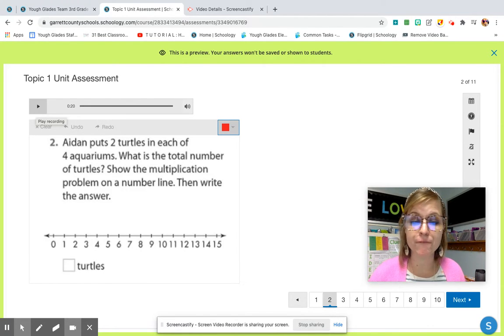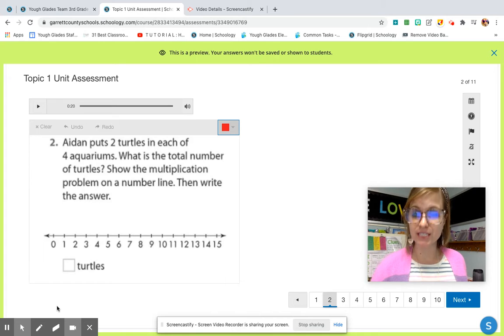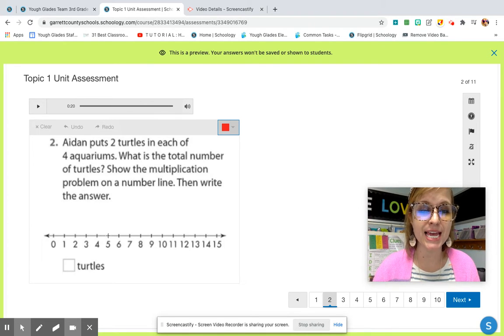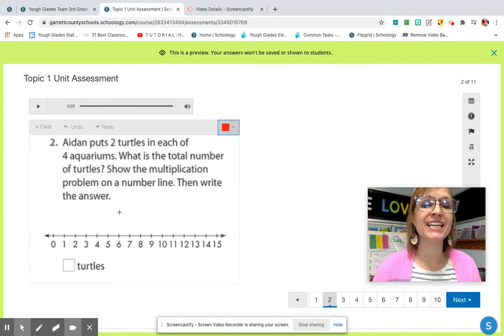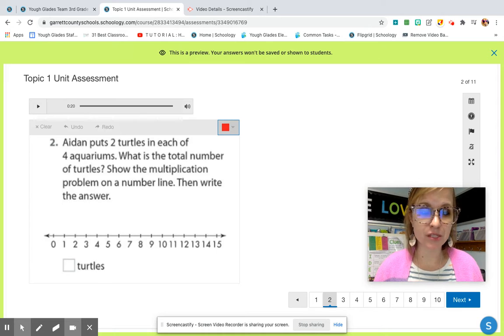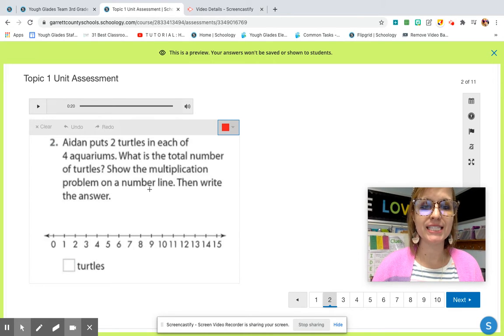And do not forget, you have to write how many turtles. You have to write the answer. Where it says turtles, you have to tell me. So after you complete it by showing me that multiplication equation on the number line, you have to write the answer. How many turtles? All right, moving on.